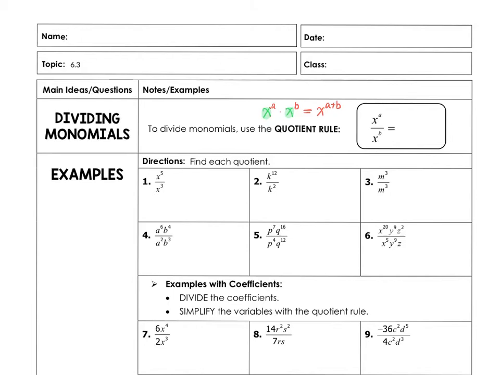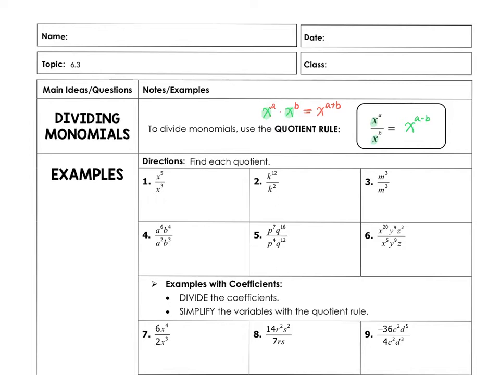So again, we have the same base, just like the power rule when we multiply monomials. Now we have the quotient rule. We have the same base, we keep the base, and then we subtract the exponents. All right, so let's look at some practices.